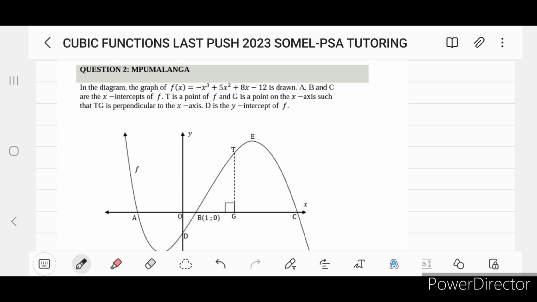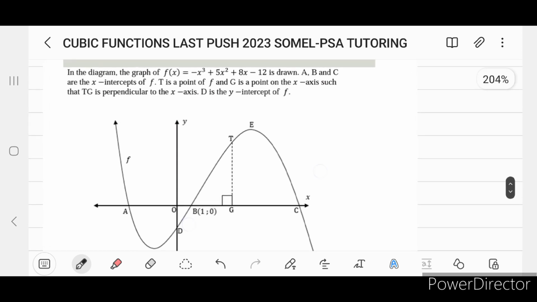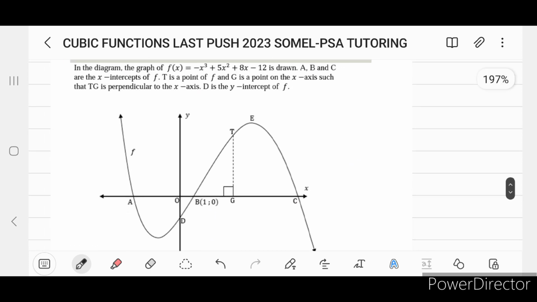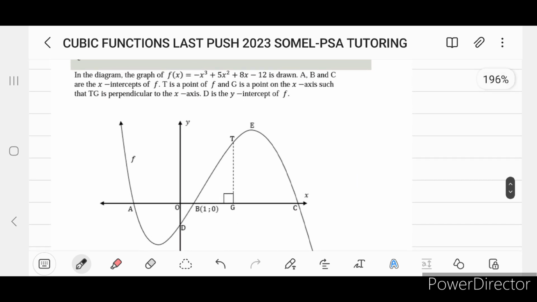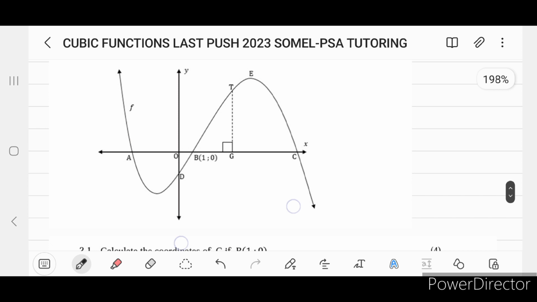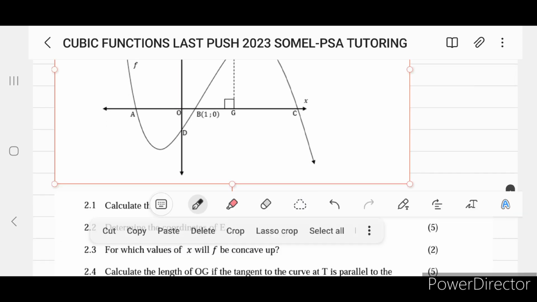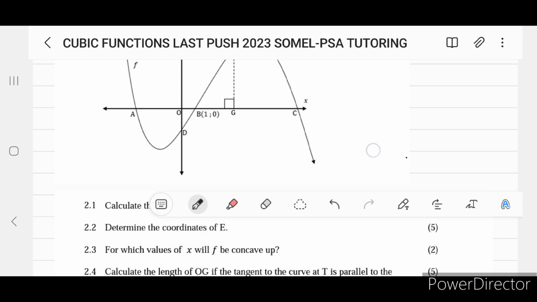So they're saying in the diagram, the graph of f of x is drawn, so they give us everything. A, B, C, D are x-intercepts of f, that's A, B, and C, and G is a point on the x-axis such that TG is perpendicular to the x-axis, so we can see it's there, and D is the y-intercept. So they are saying find the coordinates.